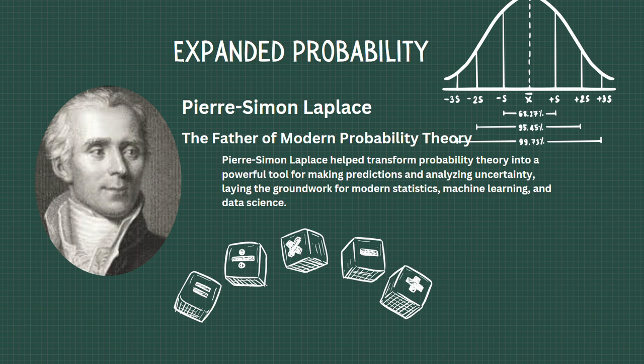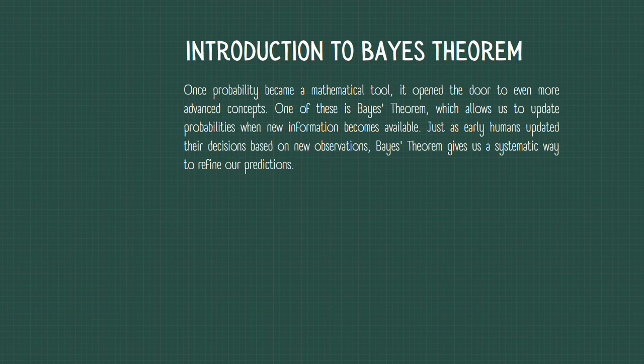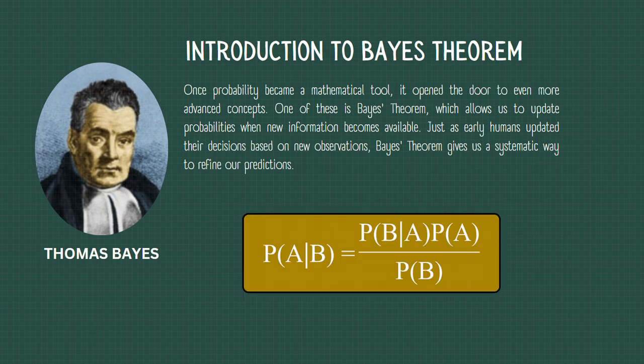And now we will dive into Bayes theorem. It is a part of probability, and this is an introduction to Bayes theorem. Once probability became a mathematical tool, it opened the door to even more advanced concepts. There are many advanced concepts in probability which we use in daily life to make our life easier and to predict many things. One of these is Bayes theorem, which allows us to update probability when new information becomes available. It was introduced by Thomas Bayes, and this is the formula of Bayes theorem.